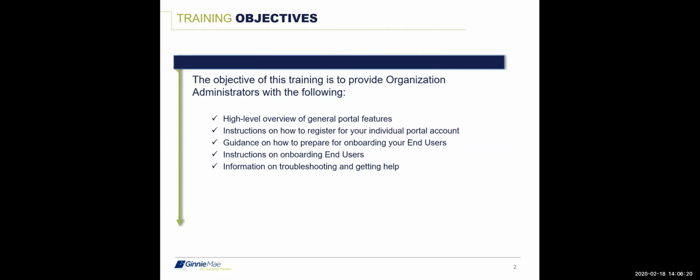We're going to give you some guidance on how to prepare for onboarding your own end users and some of the information that you're going to want to collect so that you can do that seamlessly. We'll give you some instructions on how to complete those actions in the system. MGNNIEMAE has a module called the Access Management Console that is available only to organization administrators or administrators of the portal, and we're going to talk to you about how to complete your functions in that Access Management Console. And then we're going to give you some information and tips on what to do to avoid some trouble and where you can go if you need some help.